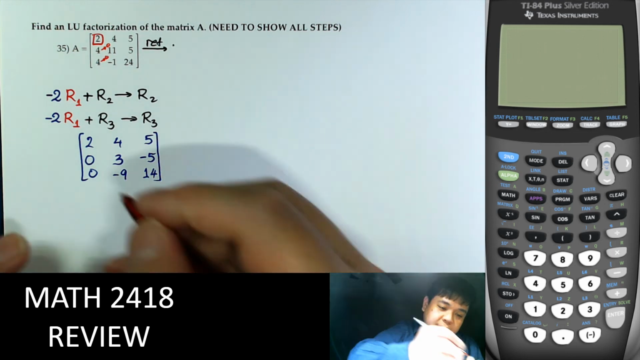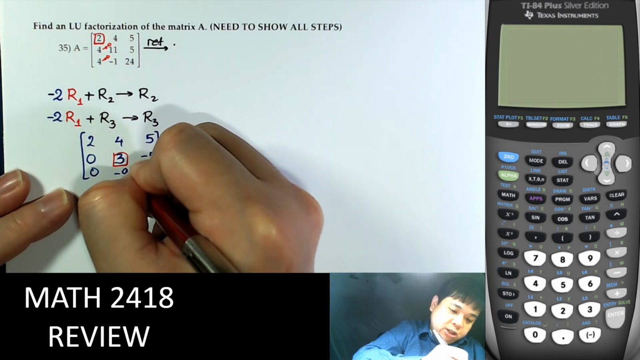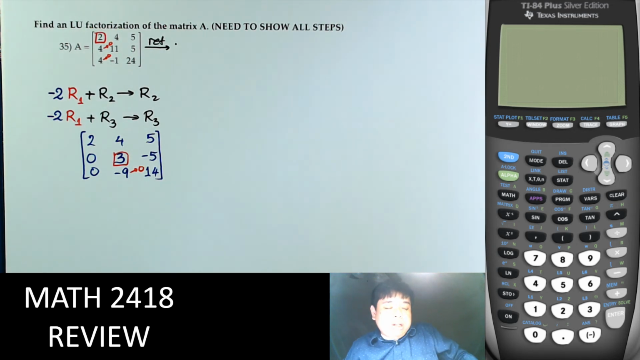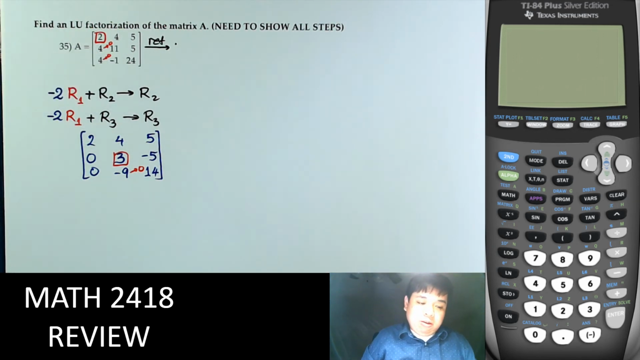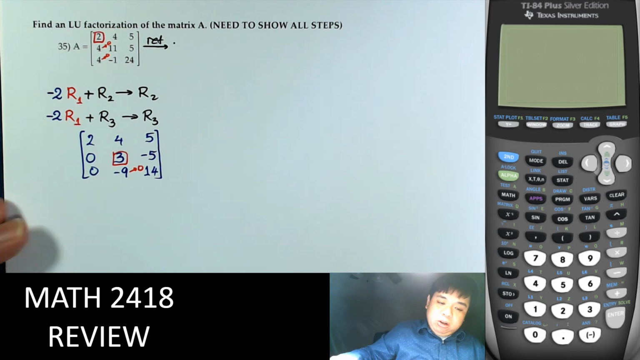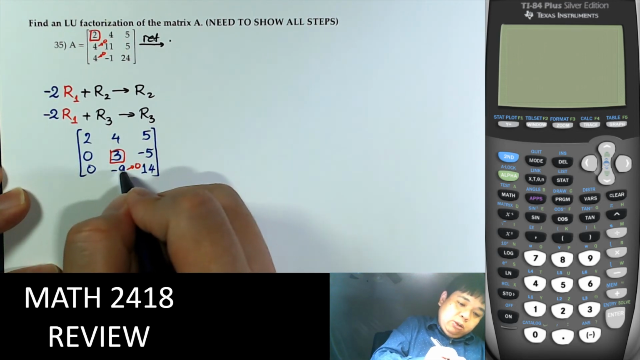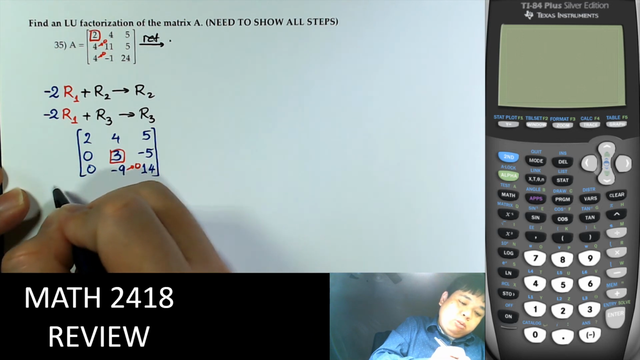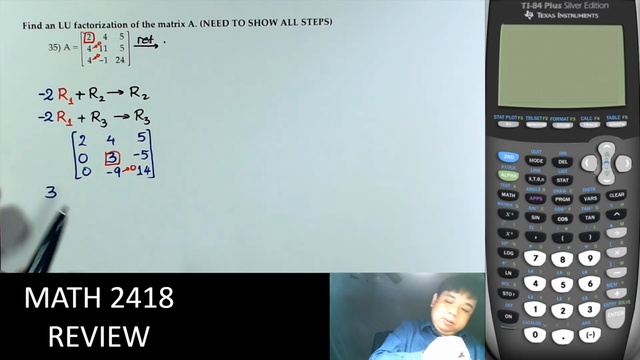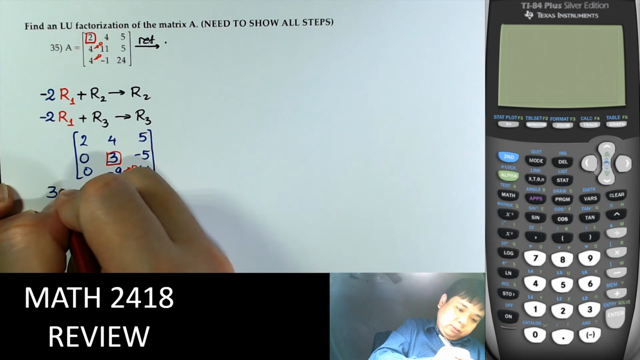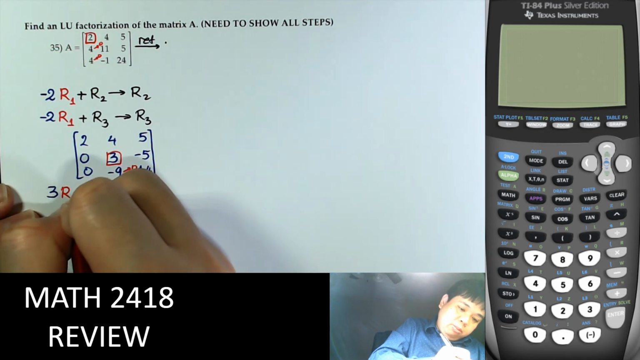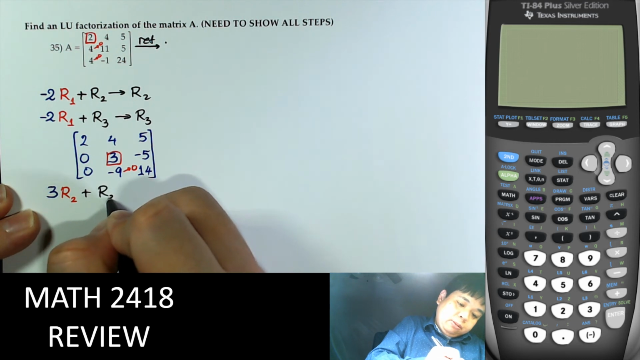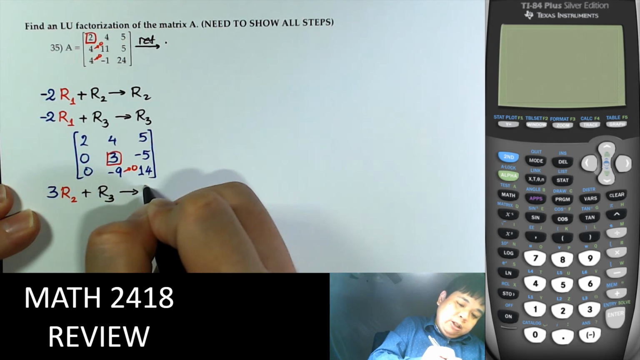Now next, the pivot here is good. Just need to turn this into 0, and then we will have a row echelon form. So we're going to take the opposite of this number, so we have negative. So we need to multiply 3 to it. This pivot is row 2. We add and replace to row 3.